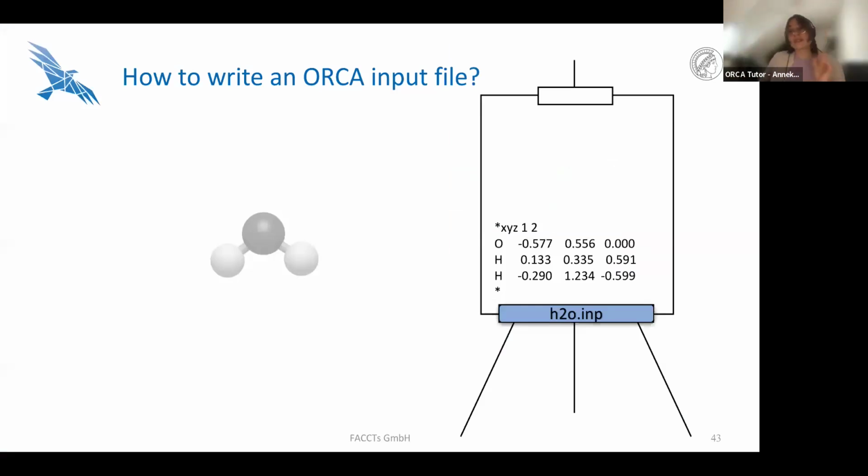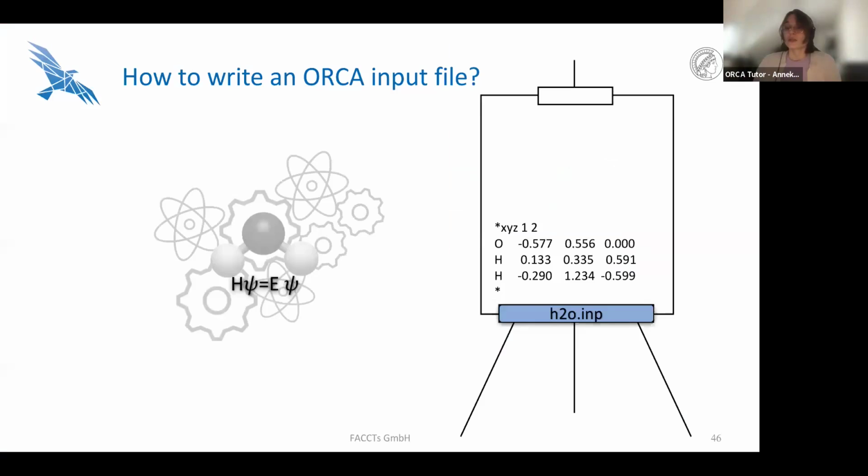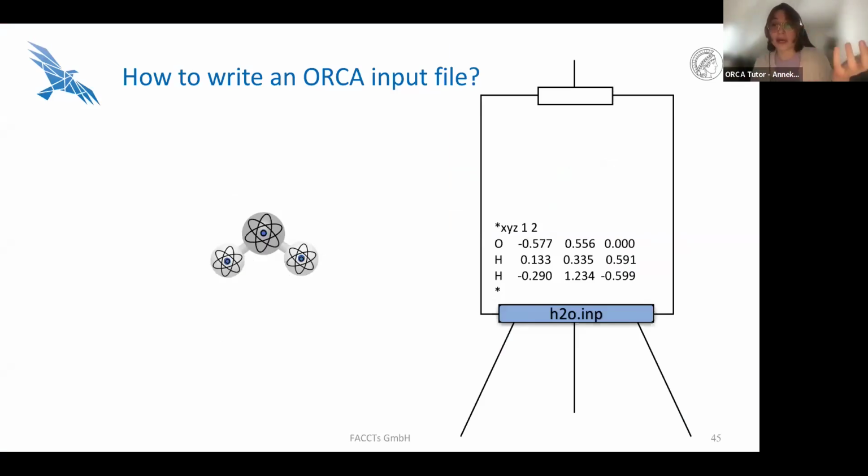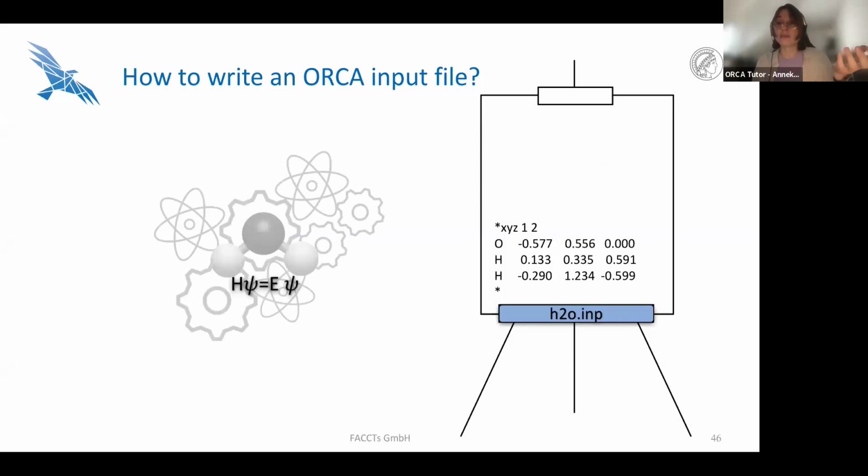Okay, so the XYZ coordinates only describe our nuclei in space. However, we know that chemistry is happening mainly through the electrons. So we have to define somehow our electrons. We know the electrons are defined by the wave function in our Schrödinger equation, which is defining our entire system in general. But we also know we can't solve the Schrödinger equation for a multi-electron system accurately. So we have to somehow approximate our wave function to describe our electrons. And we do that with basis sets. Basis sets are sets of basis functions to approximate the wave function overall. And there are different types of it.